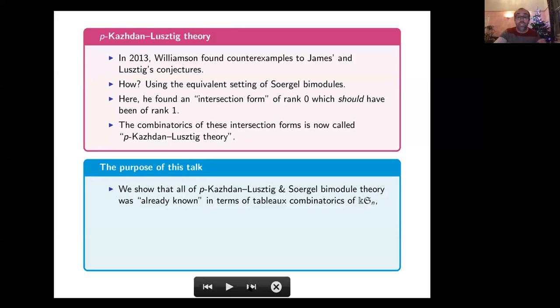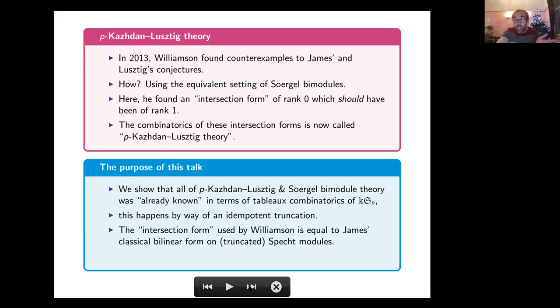The purpose of this talk is to show that all the p-Kazhdan-Lusztig theory in type A and this Zergel bimodule theory was somehow already in the symmetric group, and you can cook it all up in terms of tableau combinatorics after the fact. And where does this huge efficiency come from? Why are we able to make much better calculations in the Zergel world? Well, it's the easiest thing you could think of to make a calculation simpler. It's just an idempotent truncation.